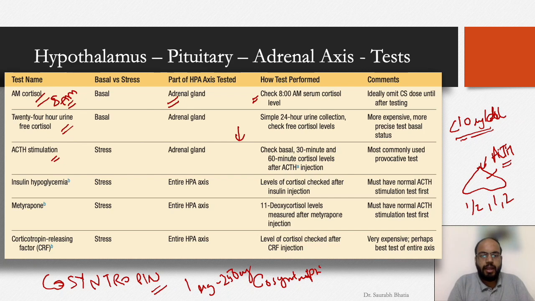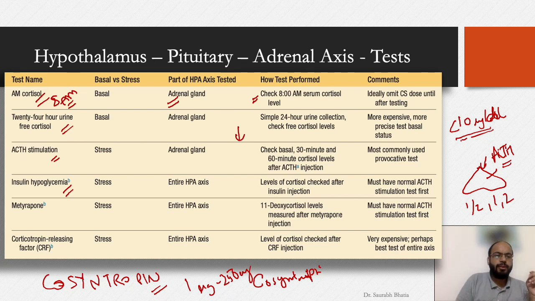Okay, now insulin hypoglycemia. In that, we give insulin and then we check the levels of cortisol. Remember that glucocorticoids have an antagonist action to insulin. So if we give insulin, the glucocorticoid will rise to counteract the increased insulin. If it doesn't rise properly, that means the HPA axis is suppressed.